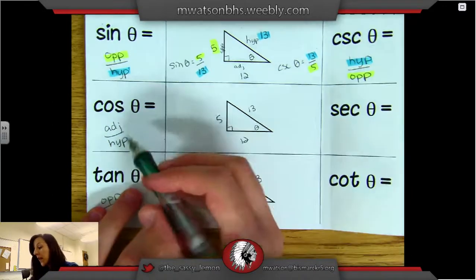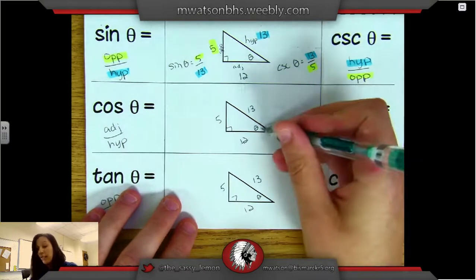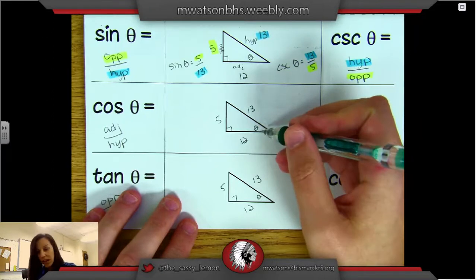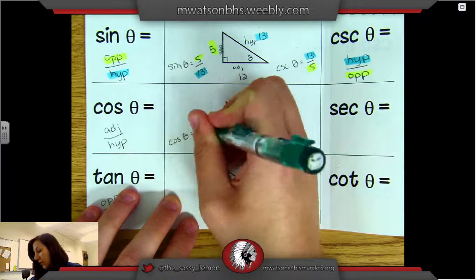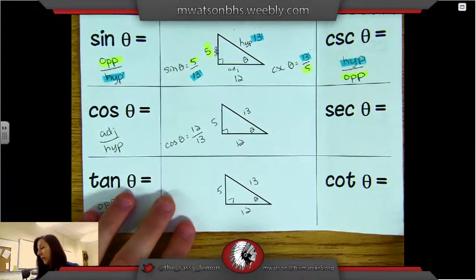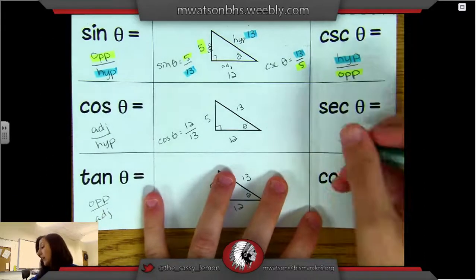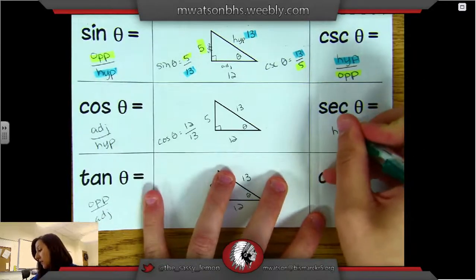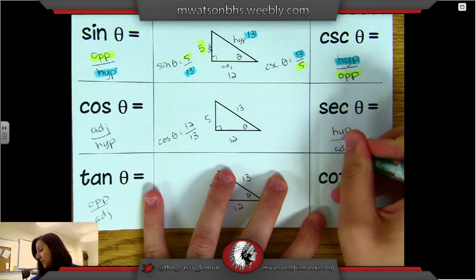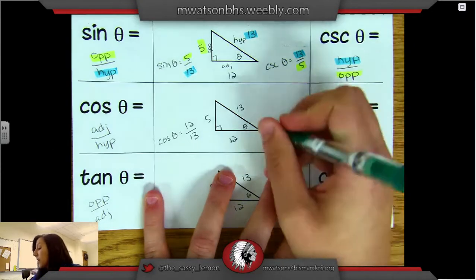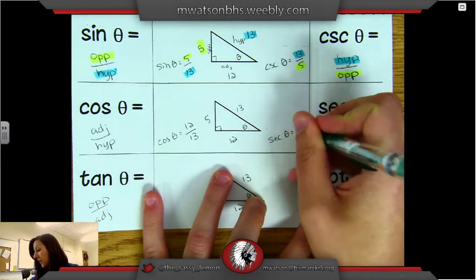So I said cosine of theta is always equal to adjacent over hypotenuse. Our adjacent side in this triangle, I said it like 5 times already, is 12. So we could say cosine of theta is equal to 12 over our hypotenuse, which we already knew from above. And when we go over to secant, I told you that was the reciprocal function. So secant of theta is a reciprocal of cosine, so it's equal to hypotenuse over adjacent. If we wanted to find secant of theta in this triangle, it would be the hypotenuse, 13, over the adjacent side, 12.